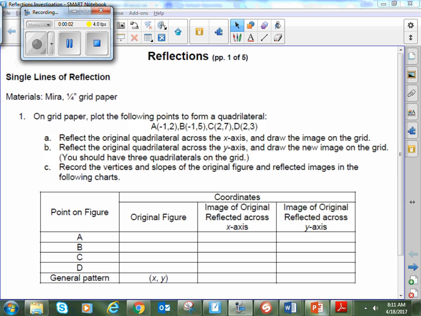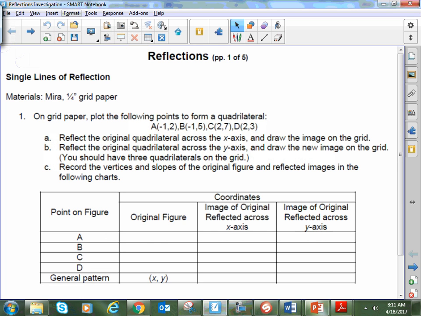Hey everybody, Mr. Piercy here, and what we're going to be looking at right now is the investigation over reflections, one of the four types of transformations that we're studying in geometry.